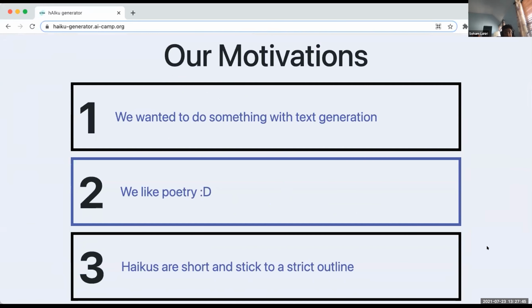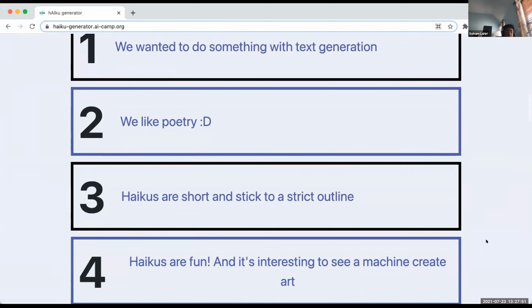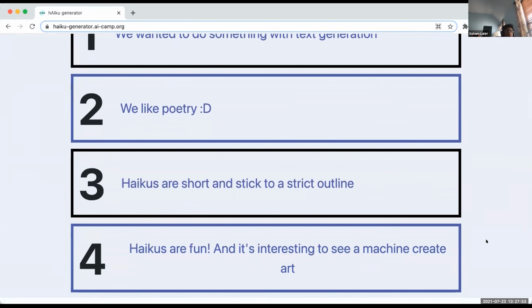So our motivations were we wanted to do something around text generation, and we all really like poetry. And haikus are also really short and they stick to a very strict outline. And it is really interesting to see a machine create art.